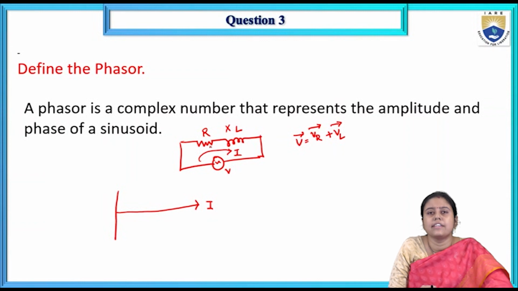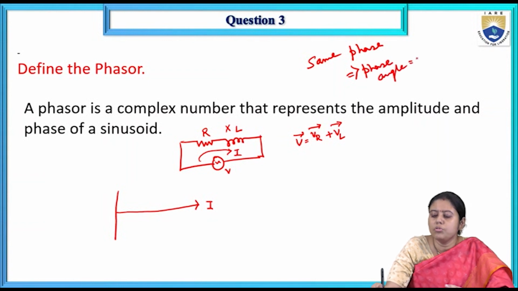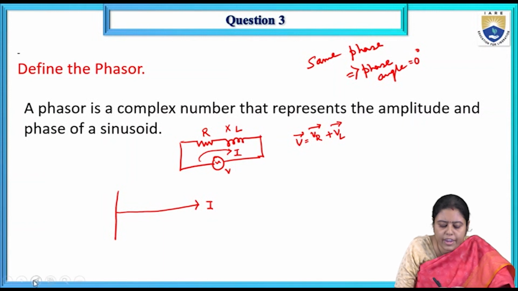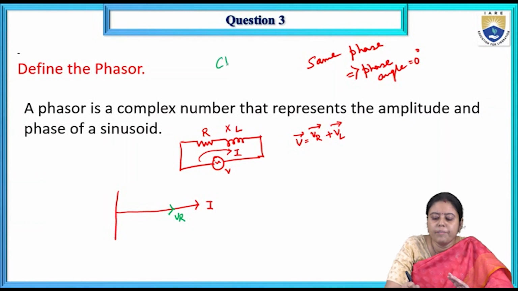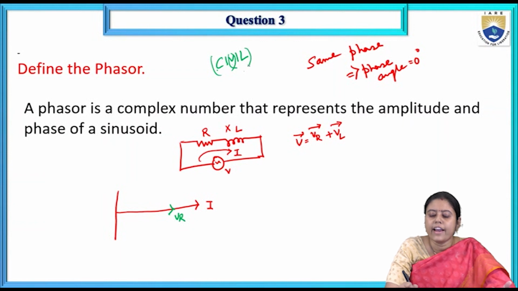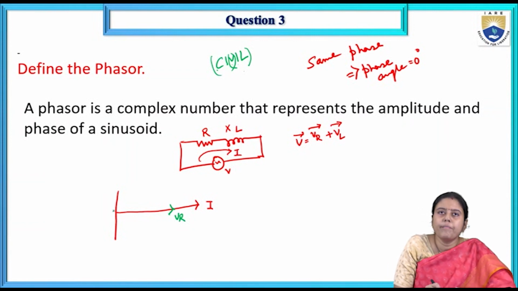Now what is VR? Remember that in a resistor, the voltage across the resistor is always in the same phase as the current. Same phase means there is no phase difference. What is the meaning of same phase? It means the phase angle is equal to 0 degrees. So if there is no phase angle, we can draw this as VR. Now what is VL? As I told before also, we remember the CIVIL rule. In a capacitor, I is first, so I is leading and V is lagging, and in an inductor, voltage is leading and current is lagging.